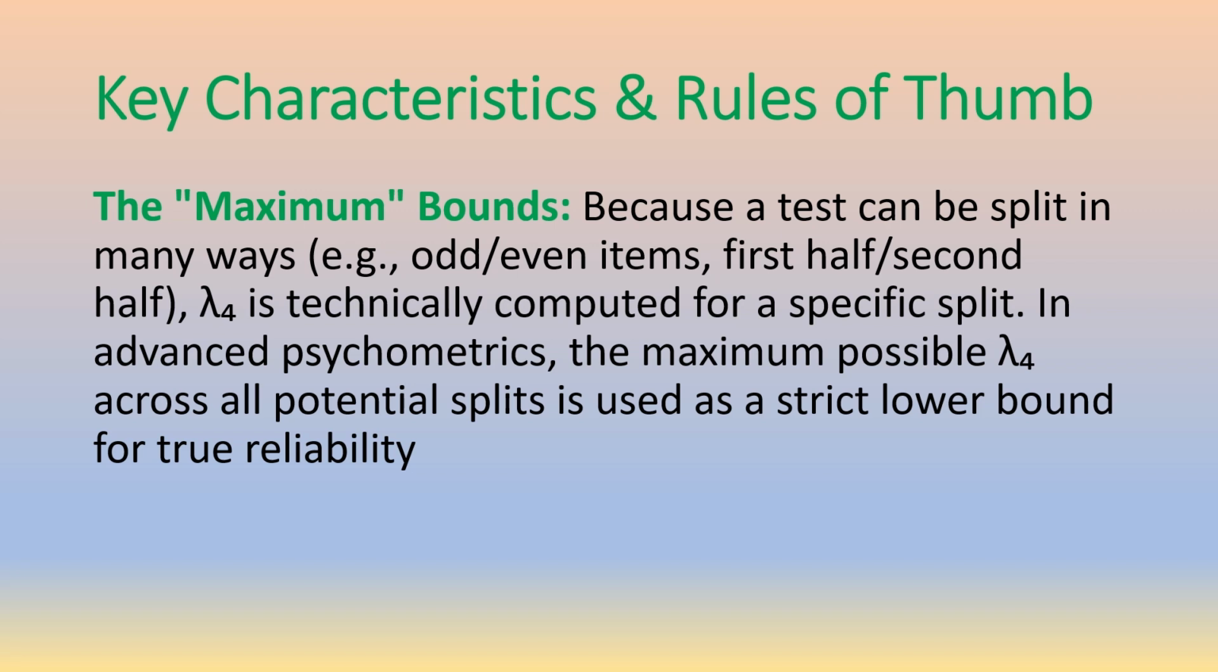The maximum bounds. Because a test can be split in many ways, odds, even items, first half, second half, lambda 4 is technically computed for a specific split. In advanced psychometrics, the maximum possible lambda 4 across all potential splits is used as a strict lower bound for true reliability.